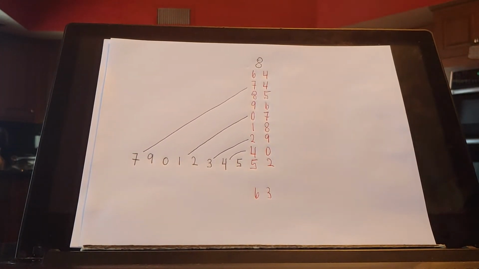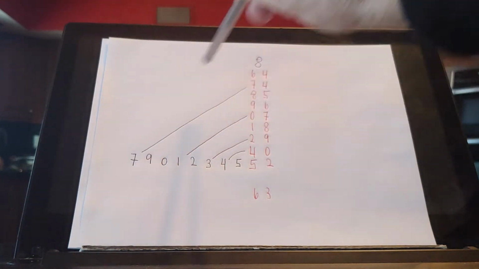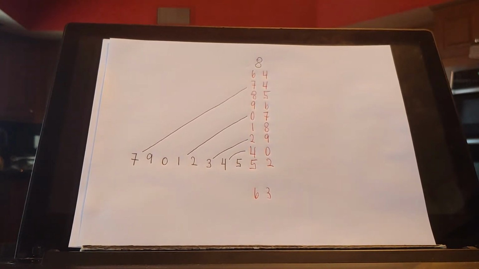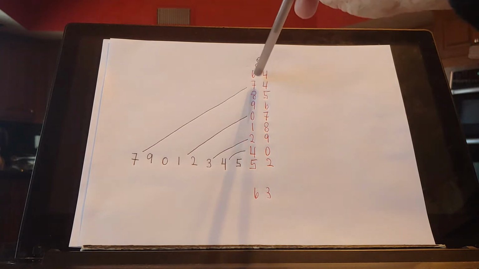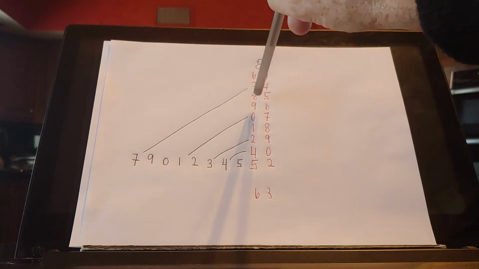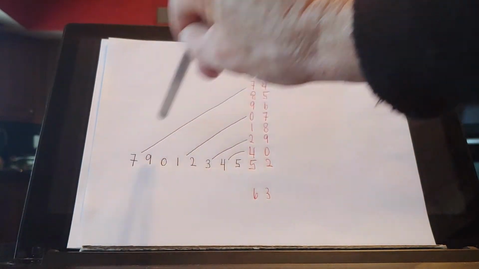Then 888 squared is 788544. Now, I'm doing it like that. There are other ways you could do it, for instance, and I don't want to mess you up. You'll learn to do it your way, but it might be you could go 788544, then 7899654.